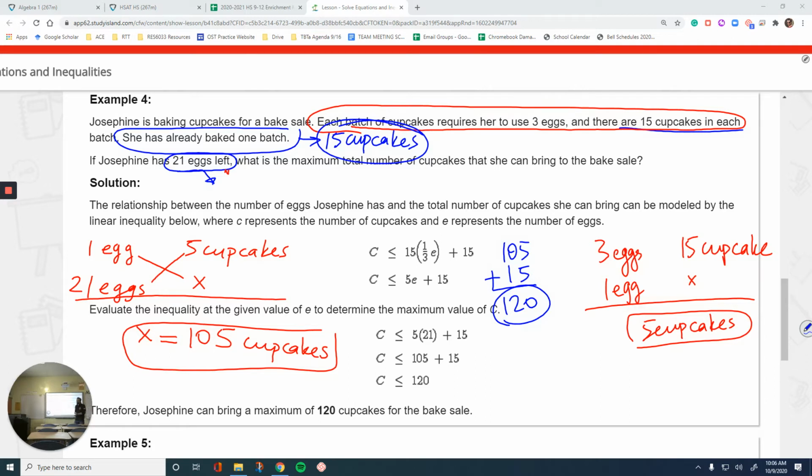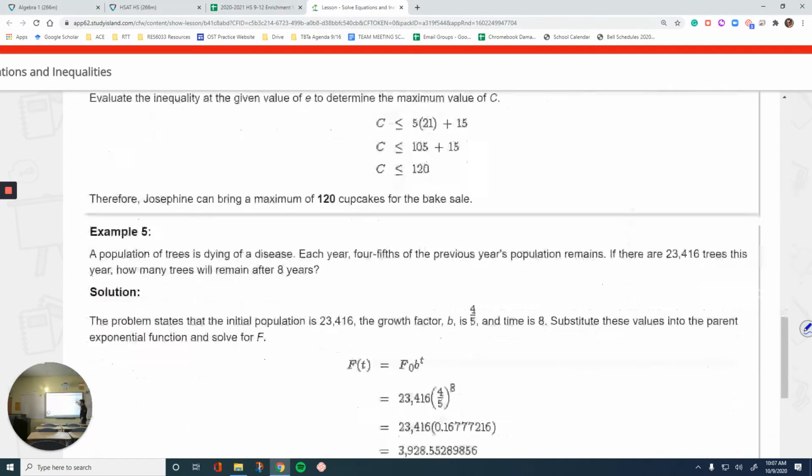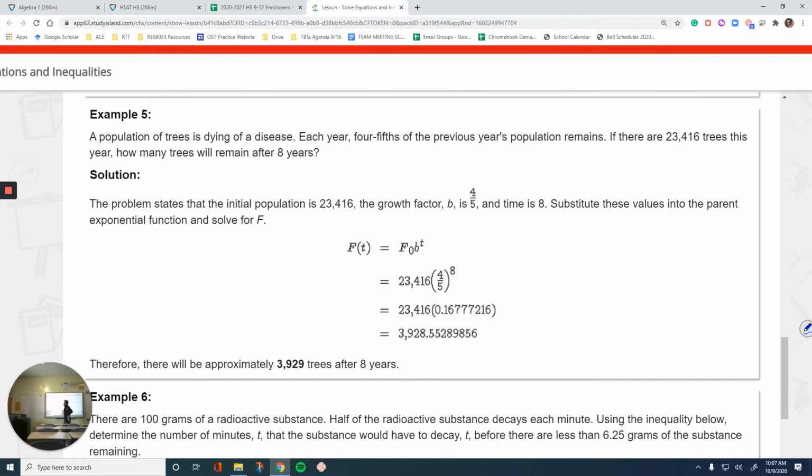It could be less if she breaks one of the eggs, or if she messes it up, but this is the maximum number of cupcakes that she can make. I wouldn't look at that solution. That's kind of confusing. I don't like that solution. So if you want to, you can go ahead and inspect it and then see if you prefer using an inequality like that.